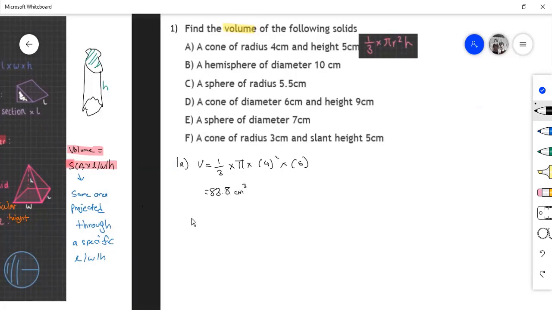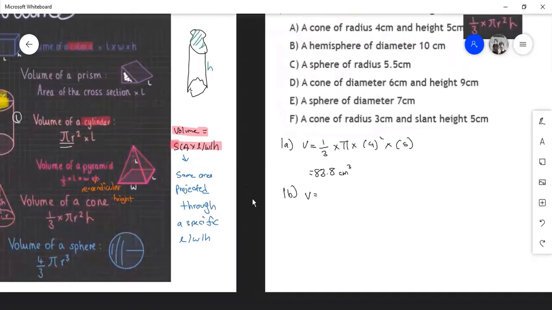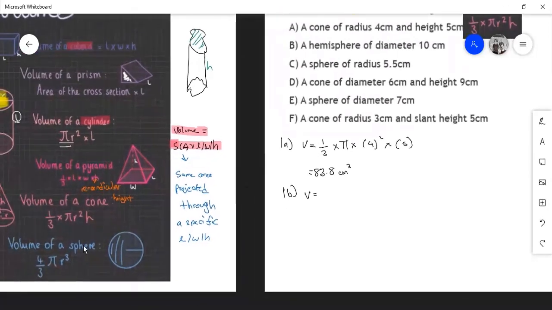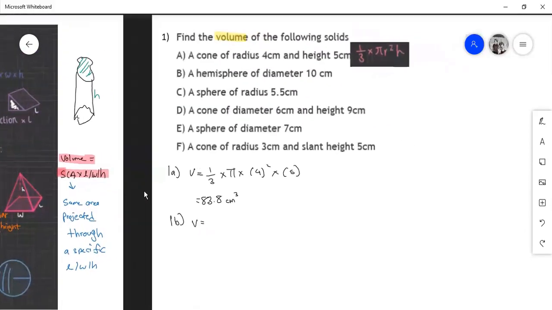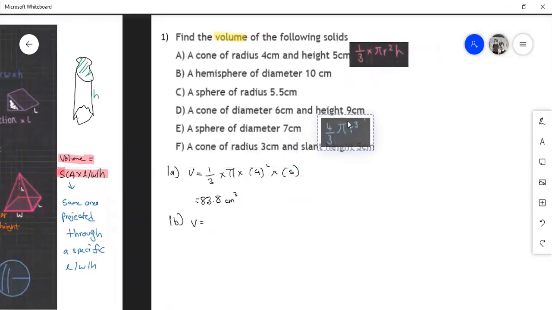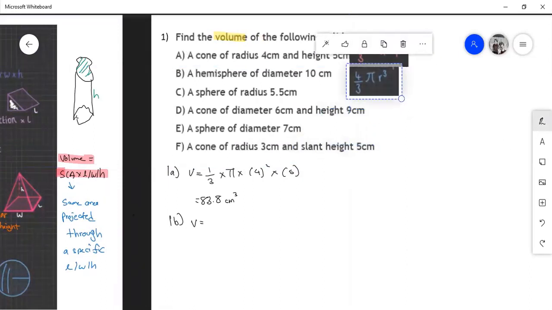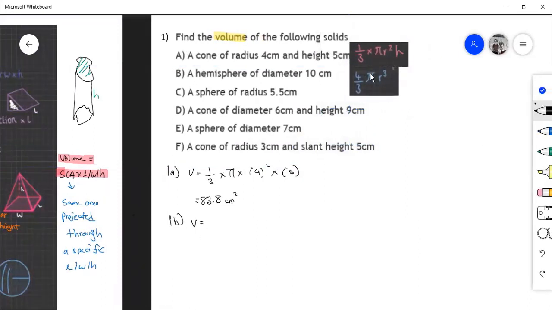Okay, now 1a done. Let's look at 1b. So in 1b, they want you to find the volume of a hemisphere. So remember, volume of a sphere was what? Okay, wait, volume of a sphere was 4/3. Wait, I'll screenshot for you guys. So volume of a sphere was, I put it over here. That was the volume of a sphere. And you notice this is for a full sphere. Right now, we are looking at a hemisphere. So don't forget to divide by 2 later on.